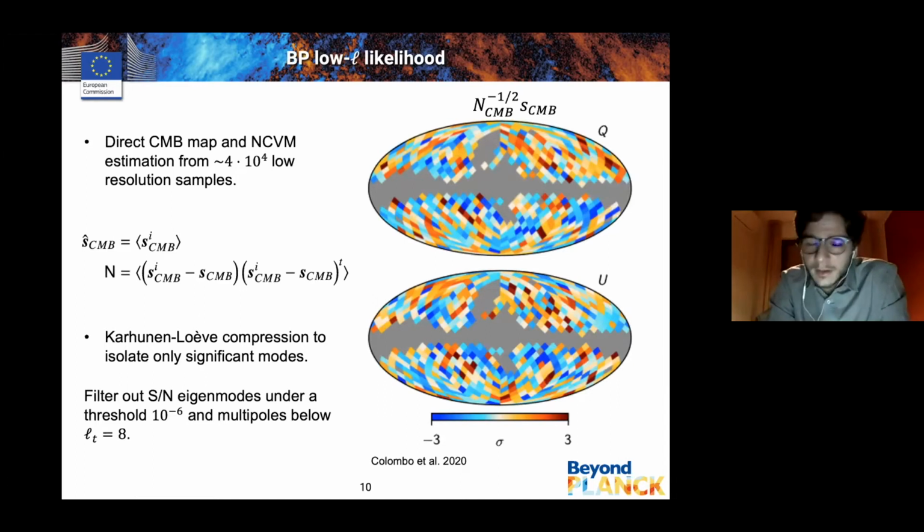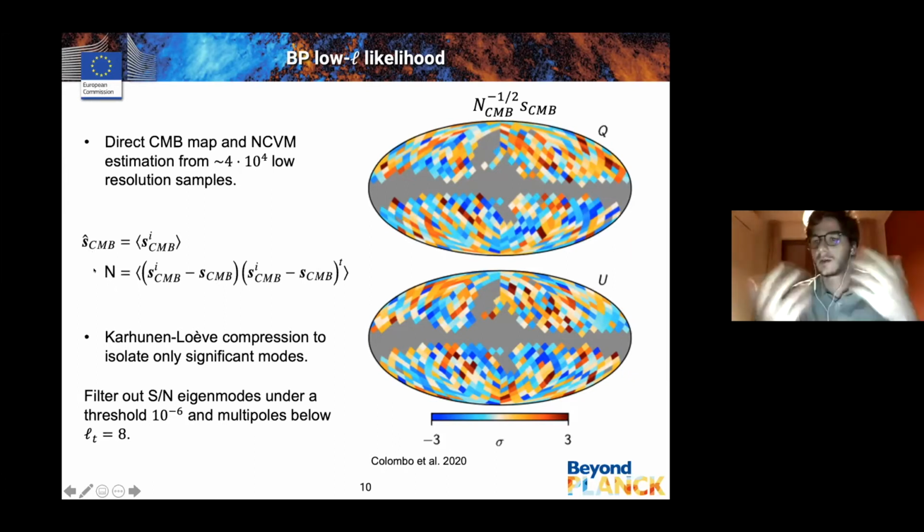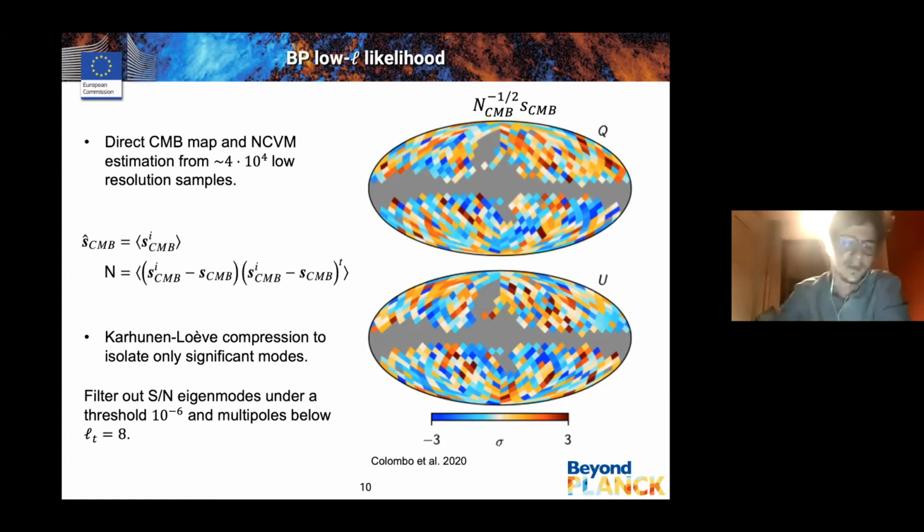As I've already mentioned, the low L likelihood is based upon the direct CMB map and noise covariance matrix from the 40,000 low resolution samples. So we have the signal, the S CMB, so the signal that is the ensemble average of the whole resample set, and the noise covariance matrix is what we usually call the sample-based covariance matrix. It is built from the resampled low resolution samples.